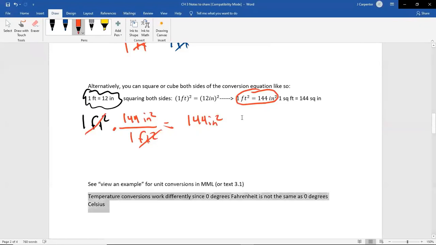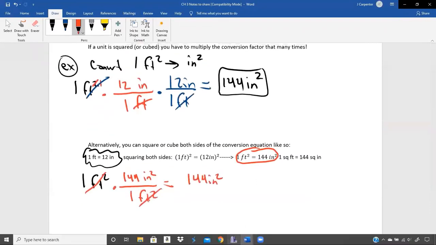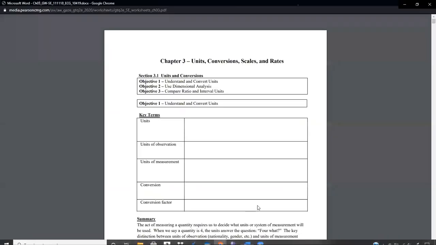Next up, temperature conversions. Actually, we don't want to do that yet. I want to save that for later. I don't want to get too far ahead. We're going to our guided activities.